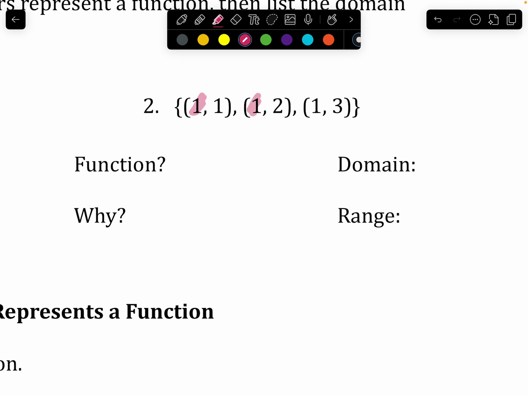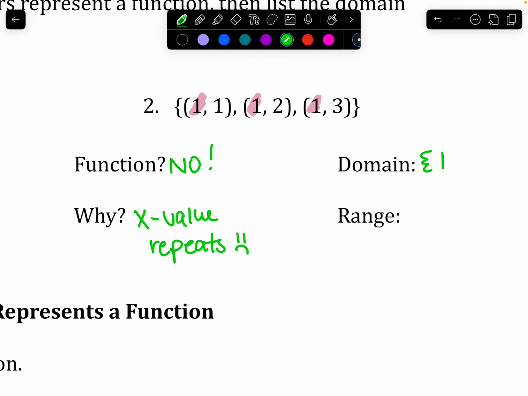When I look over here at this set of ordered pairs, notice that the number 1 repeats in all 3 of the coordinates. That's bad. It's not a function. Your x value repeats. Sad face. All right, the only domain value that you have is the number 1. You have 1, 1, 1, 2, 1, 3. It repeats itself 3 times. Your range value, however, is 1, 2, and 3.